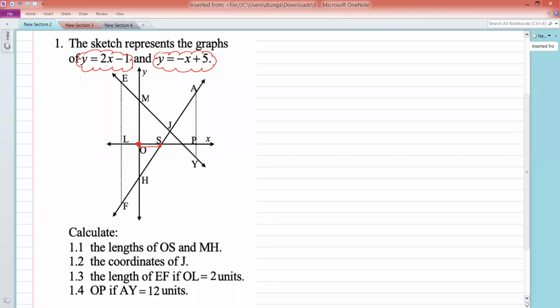Why? Because the gradient here, M, is positive. If M is positive, that means your graph is upward sloping. That's why we're going to use that one to work out what OS is. For an x-intercept, we always make what 0? Y. Perfect. So for an x-intercept, make your y 0. And like I said, we're going to use the first one.